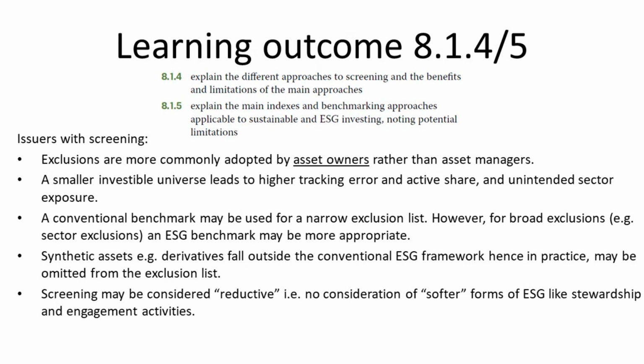And with exclusions, there is a small investable universe, and hence high tracking error and active share, and unintended sector exposure. Because if you can't invest in certain things, they may need to invest more in certain other things. So therefore, they may lead to bigger sector exposure in sectors that are not excluded.